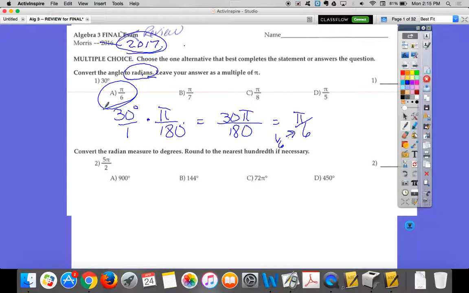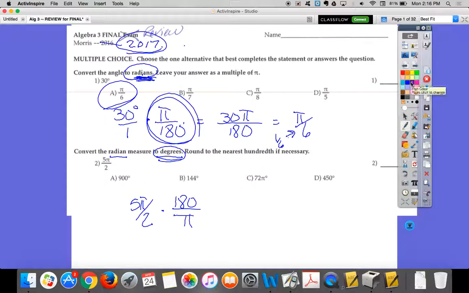Okay, now the other direction says we're going to start with radians and we're going to go to degrees. That means that we're going to take our conversion fraction, which was pi over 180, but we need to turn it upside down because the rule of thumb is whichever one you want to end with, that's the one that needs to go on the top of your fraction. So in number 1, we wanted to end with radians, so we put pi on top. On number 2, we want to end with degrees, so we need to put 180 on top. Okay? Then you're going to reduce everything.